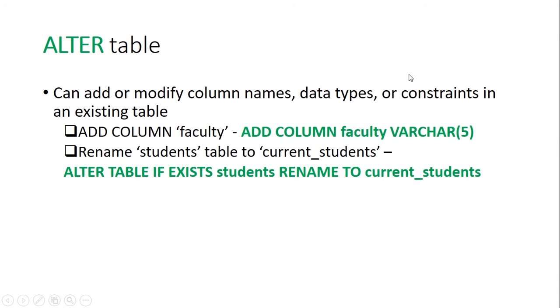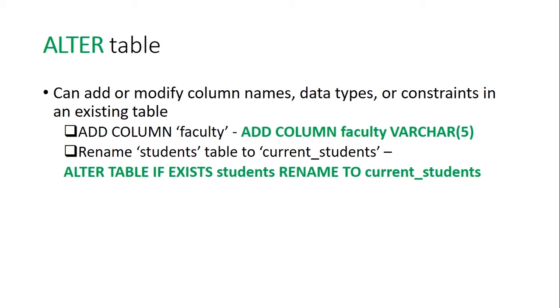Okay, that's about views. So we can then go to alter table statements. What is altering a table? Altering a table means we can modify or add something to a table. We can modify data types, names, or constraints. For example, we can add a column called faculty to our students table. Maybe we can rename our entire students table to a new name like current students. So let's do that.